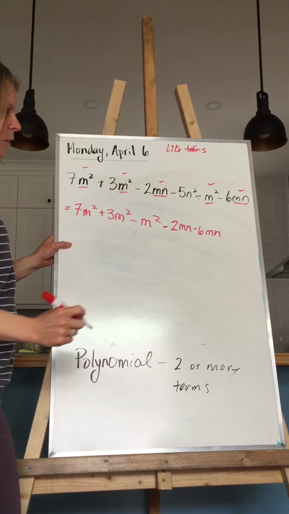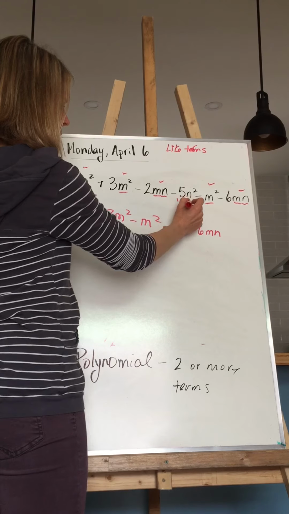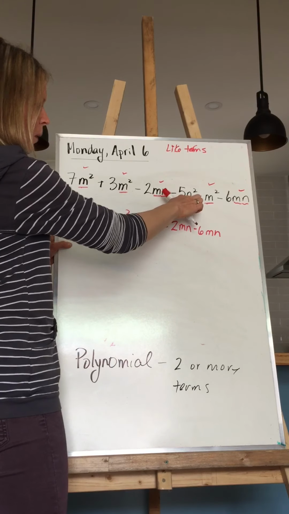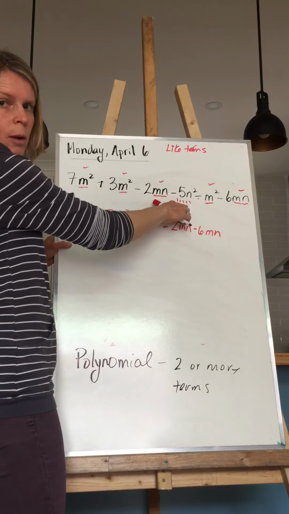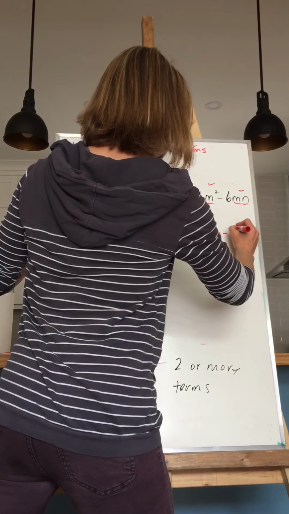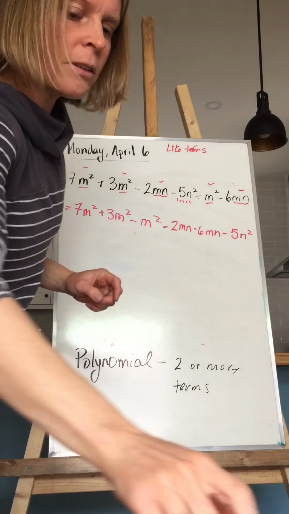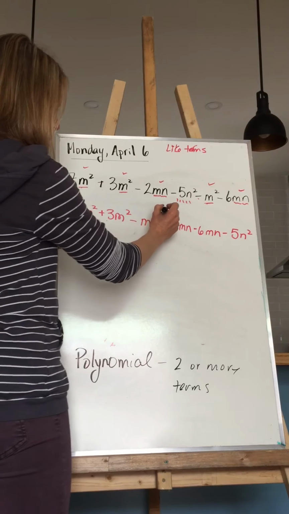My very last one is on its own, so let's do lines under it. It's n squared. There's no more other n squareds, but I can't drop it because it's part of the question. So I'm just going to write it down on its own: minus 5n squared. It does help some people to put little dividers between the groups.